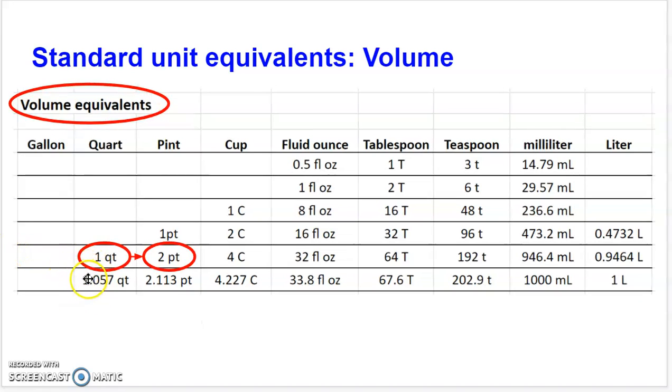So if we look here, you already know that 1 quart is equal to 2 pints. So as you read across the chart, you'll be reading equivalent measurements. So I go across the chart, all these measurements are equivalent to each other. So you could take any one of these. 1 quart is equal to 0.9464 liters. 1 quart is also equal to 64 tablespoons. So all of those measurements are equivalent to each other.